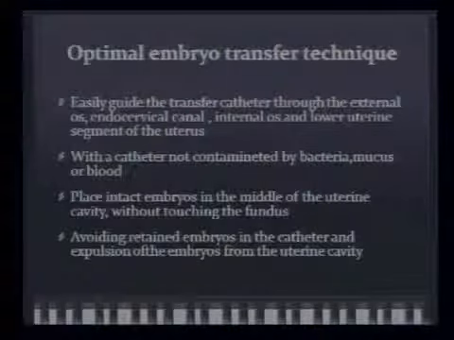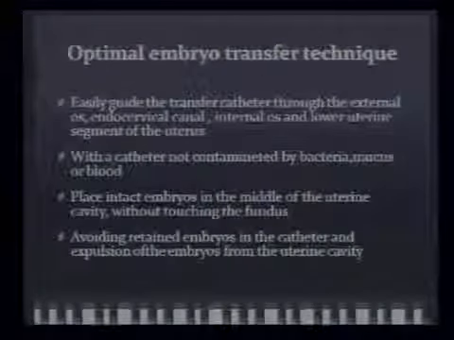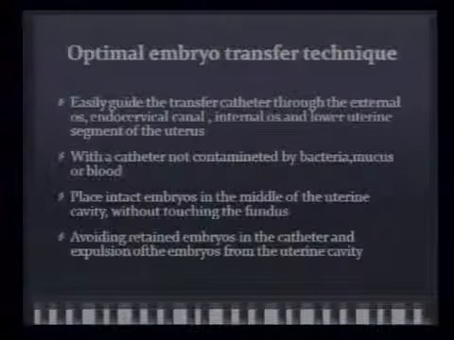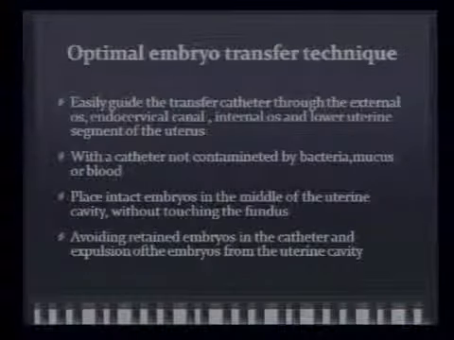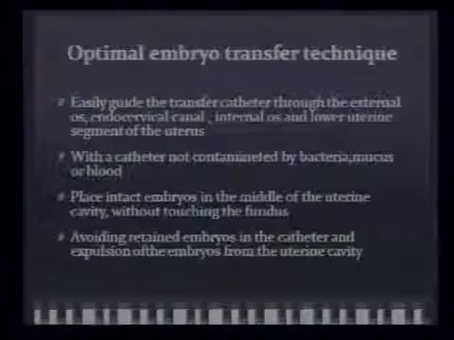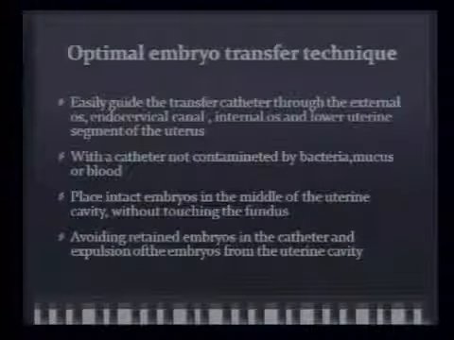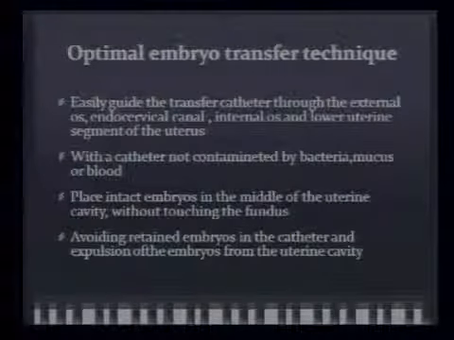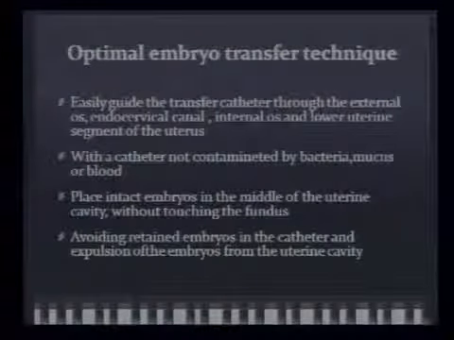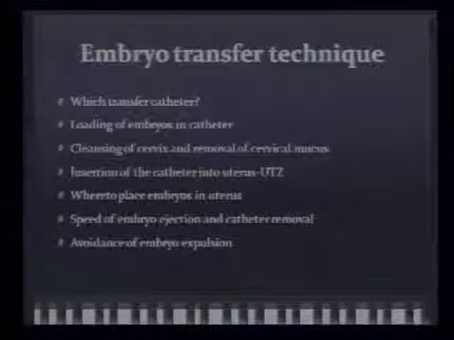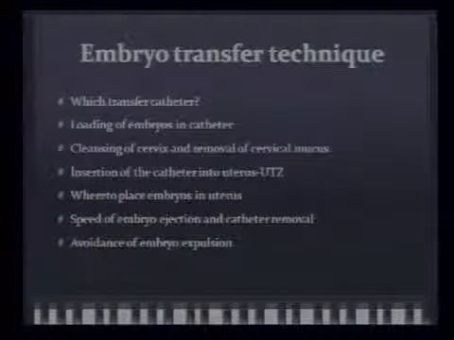Easily guide the transfer catheter through the external os, endocervical canal, internal os, and lower uterine segment of the uterus. With the catheter not contaminated by bacteria, mucus, or blood, place intact embryos in the middle of the uterine cavity, as we talked previously, without touching the fundus, avoiding retained embryos in the catheter and expulsion of the embryos from the uterine cavity. And what are the questions in the technique?